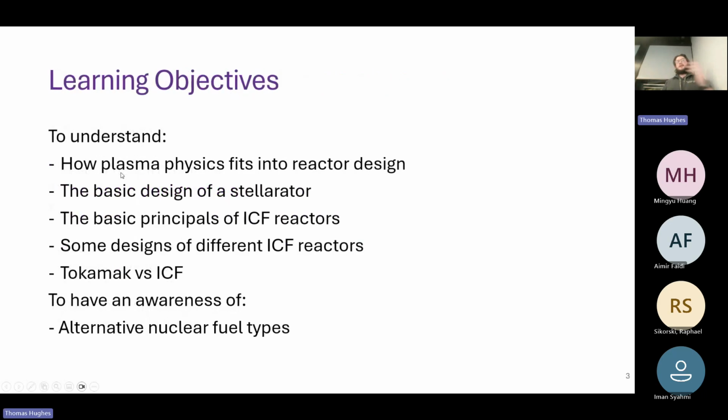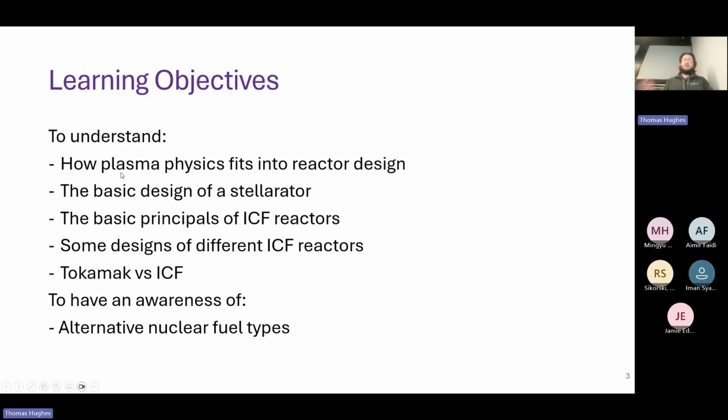So today, yeah, we're going to keep on with looking at some plasma physics and into reactor design. Going to have a look at Stellarator, basic principles of ICF, inertial confinement fusion, some different designs of them, do a little bit on Tokamak versus ICF, and then also we'll have a little touch on alternative fuel types.